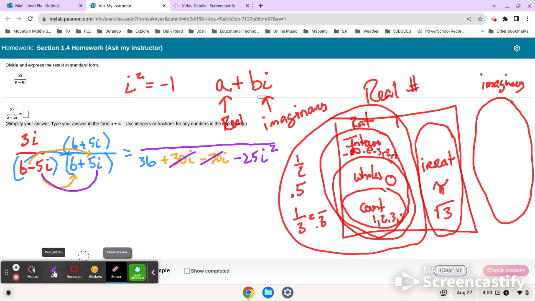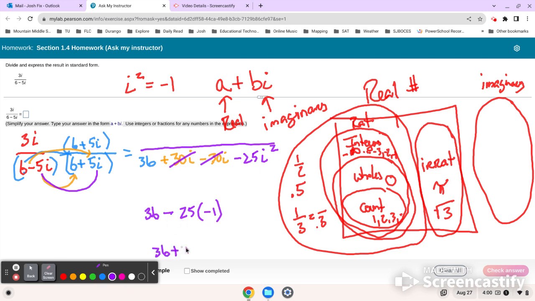I gotta give myself a little more room. This becomes 36 minus 25 times -1, because the i squared becomes -1. Well, two negatives make a positive. So this becomes 36 plus 25. All right, so at this point right now, our denominator is going to be 36 plus 25, which is 61.